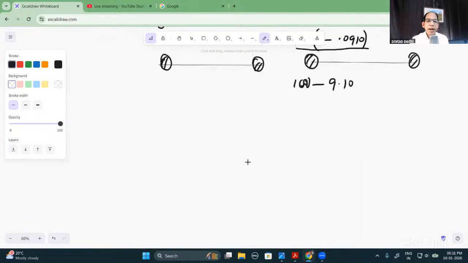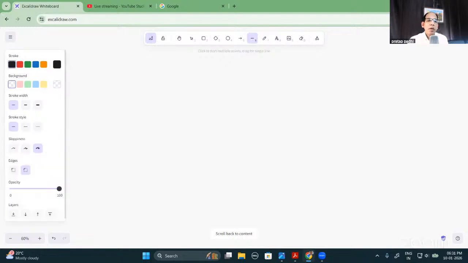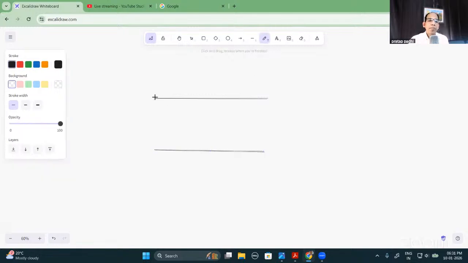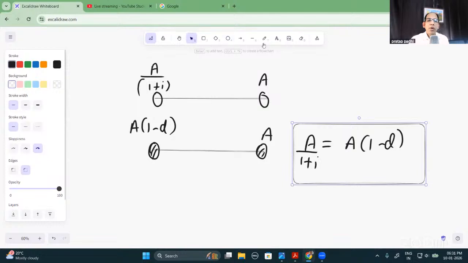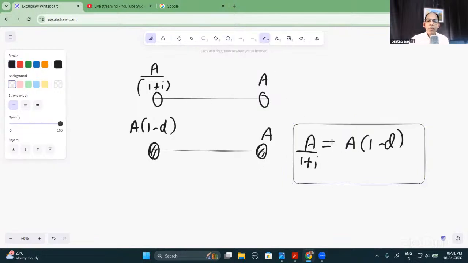So that means if I write this way, present value is A divided by 1 plus i, for 1 year. Present value is also A multiplied by 1 minus d. So they are equal. Here, 1 divided by 1 plus i, let me write. If you solve this equation, it's a very simple equation. You will get i in terms of d, and d in terms of i. 1 plus i will be equal to 1 divided by 1 minus d.